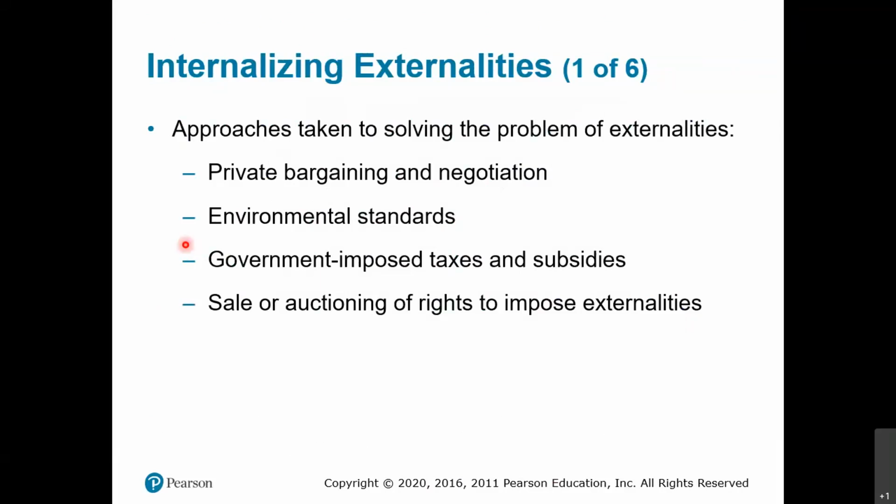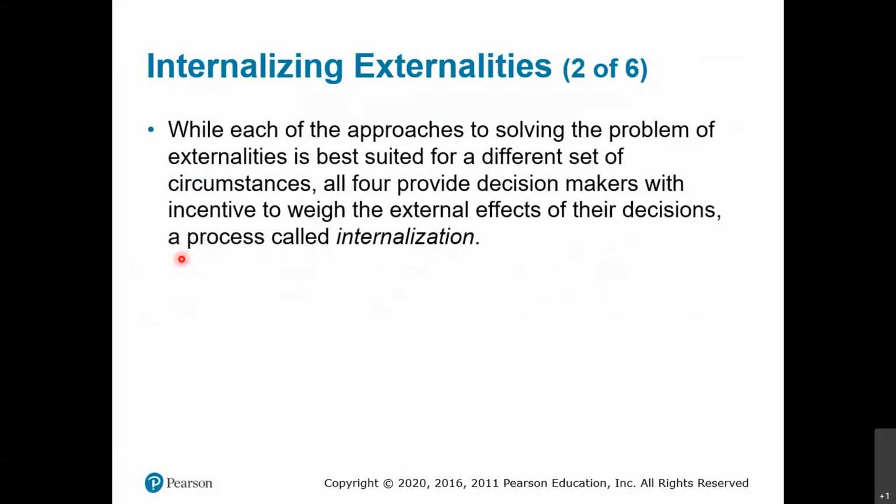The next one here, taxes and subsidies. These are called Pigouvian taxes. These are special, after Professor A.C. Pigou. We'll talk about those in a sec. And then sale or auctioning of rights. So we'll go through these individually.